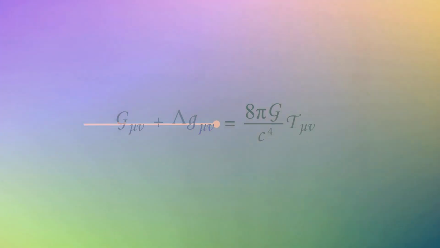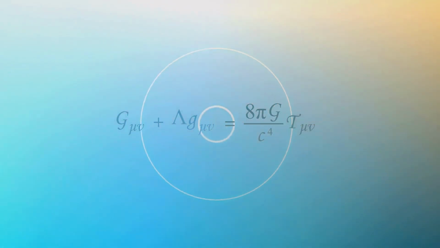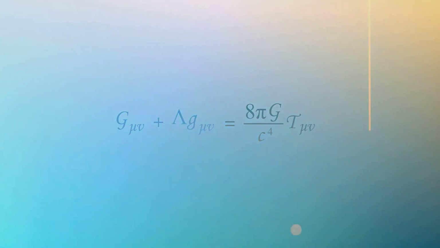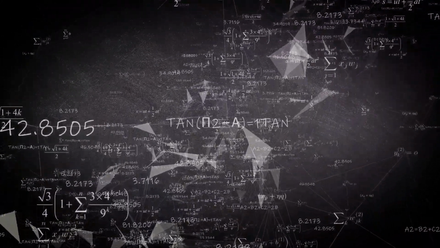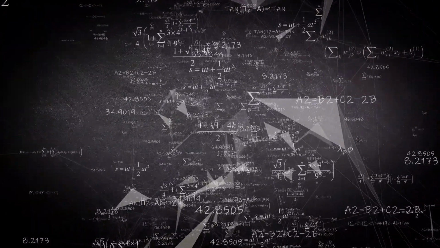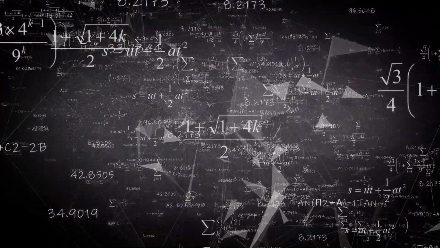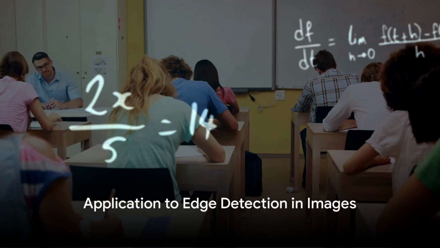Now, the derivative theorem of convolution states that the Fourier transform, a mathematical tool that breaks down a function into its constituent frequencies, of this convolution is equal to the product of the Fourier transforms of function f and function g. But what does this have to do with edge detection in images?